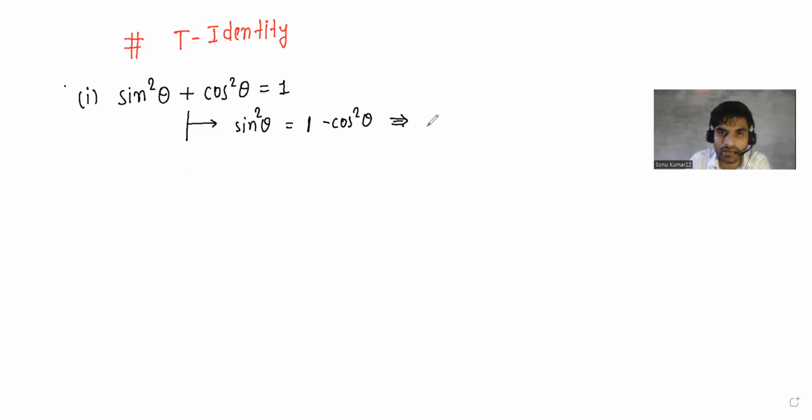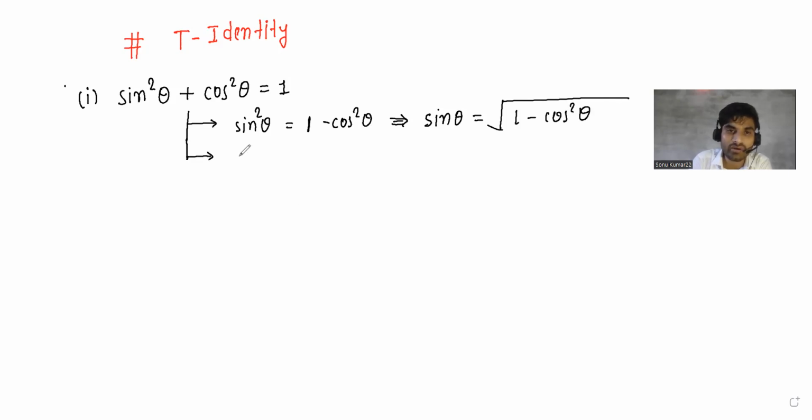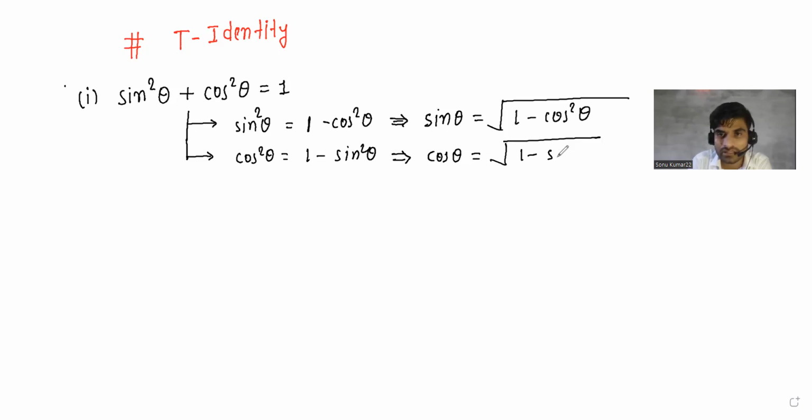Okay, we can find here the sine theta value. Sine theta is equal to how much? Under root 1 minus cos square theta. Similarly, we can find the cos square theta value. Cos square theta is equal to 1 minus sine square theta. Here we can find the value of cos theta is equal to under root 1 minus sine square theta.